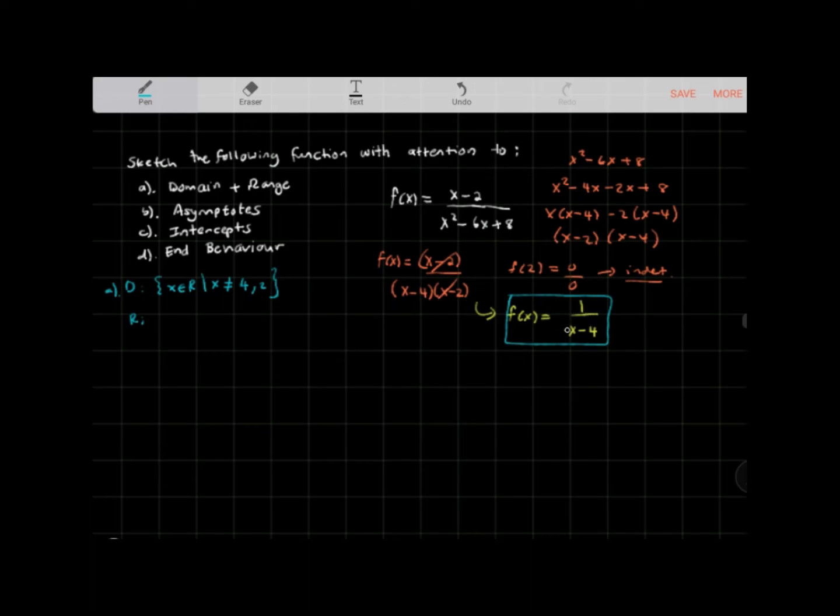Now, this is our simplified expression, so this is the function that we're going to be working with. There's going to be the presence of a horizontal asymptote. We can understand that this function can never be equal to 0, right? So as a result, y belongs to all real numbers, and y cannot equal 0.